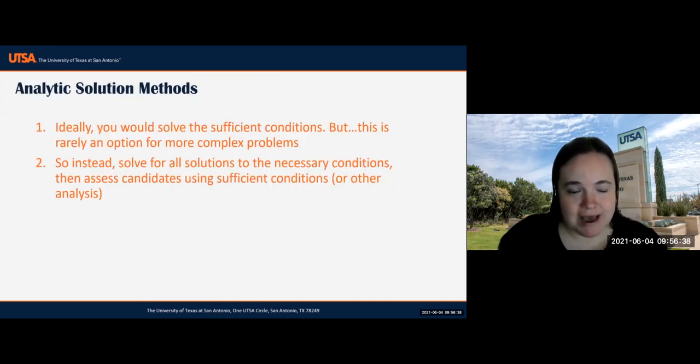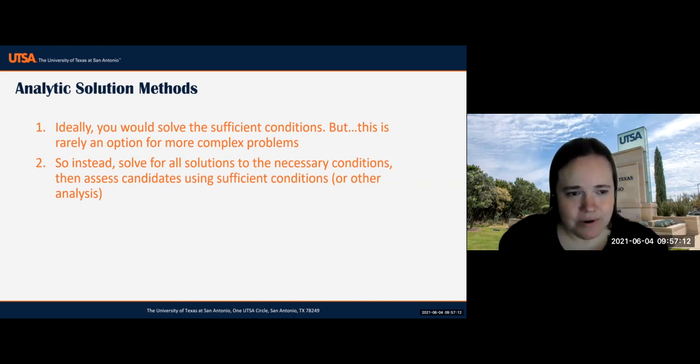So let's just talk about it in terms of necessary and sufficient conditions. Here would be a summary of your analytic options. Ideally, you would solve the sufficient conditions. And in single variable, unconstrained, real valued calculus, that's easy. But as you begin to add on things like constraints, different variable spaces, or getting into infinite dimensional problems, that becomes less and less likely of an option.